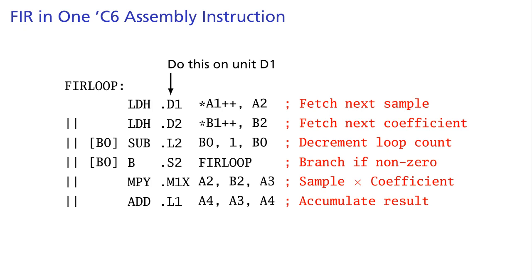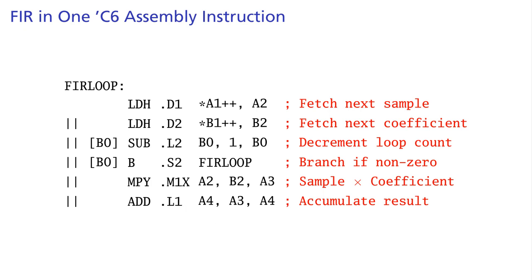fetched. The second LDH instruction simultaneously loads the next coefficient from memory into register B2 and increments the pointer in B1. The MPY instruction multiplies the sample in A2 and coefficient in B2 and stores the result in A3. Unit M1 has direct access to registers A2 and A3, but because B2 is in the other register file, this instruction needs to access one of its operands through the shared cross-register file path, as indicated by the X. Only one such transfer is allowed in each direction per cycle.